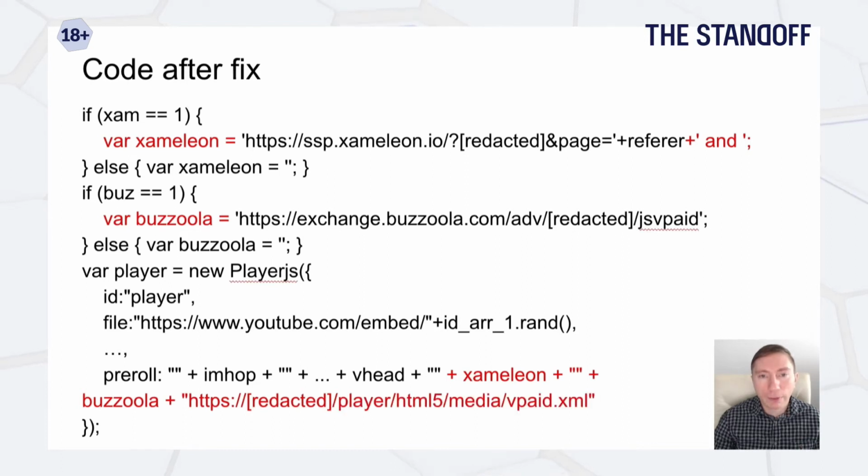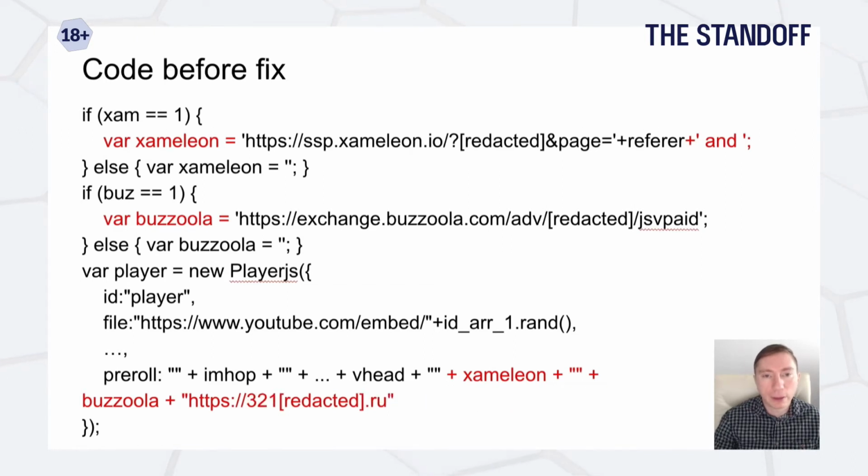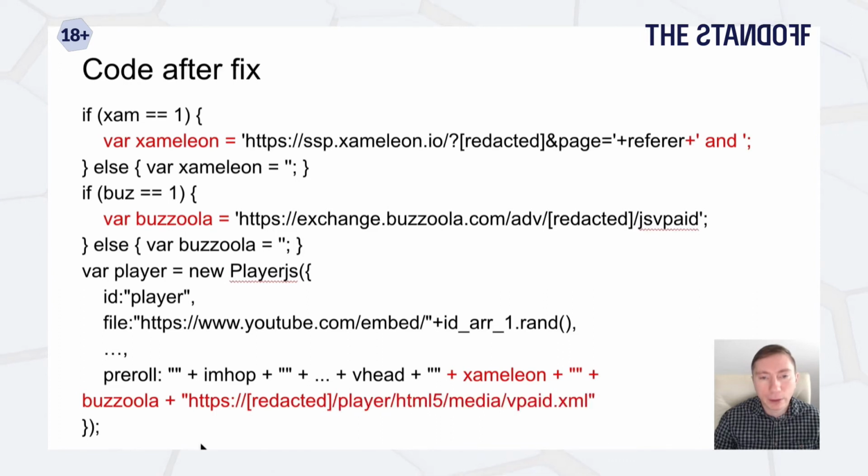And what they did after the fix was to replace that domain with a domain that they owned and they could control. So that problem was no longer present. So this is before the fix, only the difference is the last domain, and after the fix they replaced the domain at the end of that list with a domain that they own.